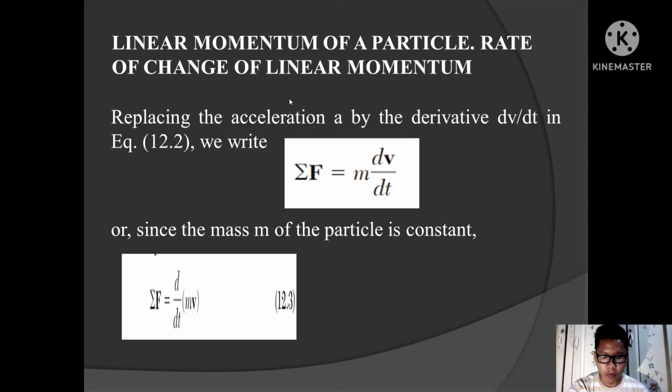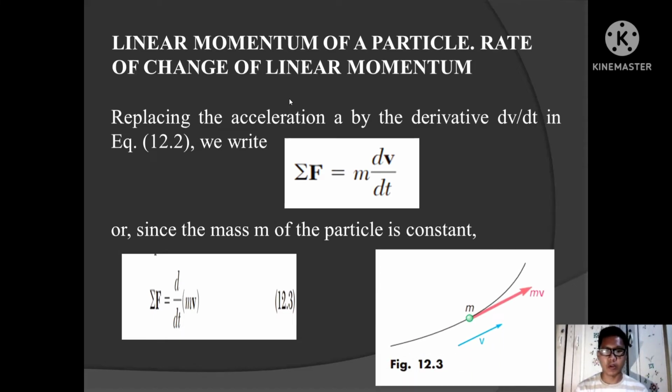So in equation 12.3, we can say that the linear momentum has the same direction as the velocity. Yes, we can see that its direction is the same as the velocity of the particle, and its magnitude is equal to the product of the mass and the speed of the particle.